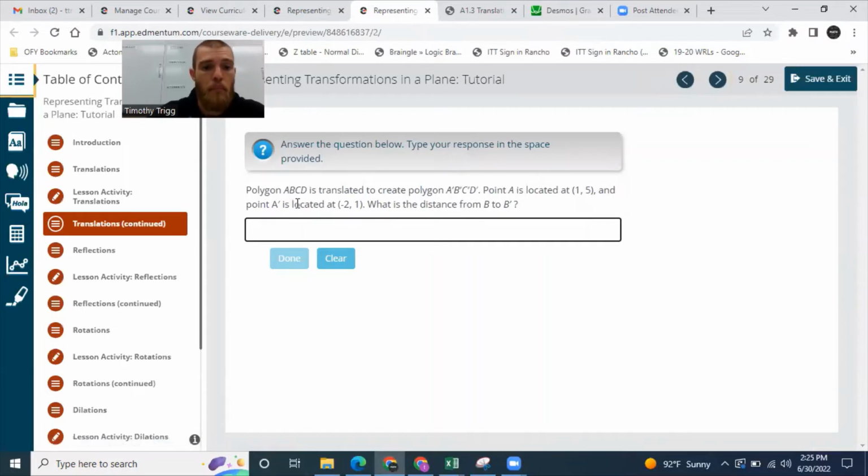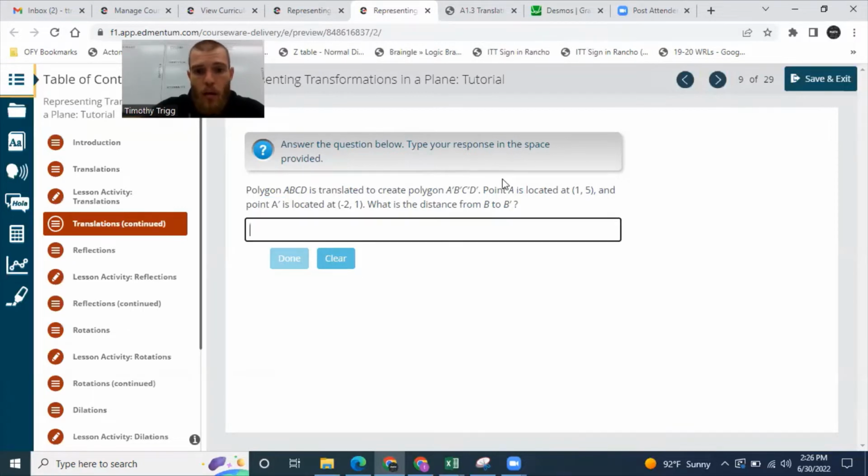Polygon ABCD is translated to create polygon A prime, B prime, C prime, D prime. A is located at 1, 5, and A prime is at -2, 1. What is the distance from B to B prime? The one thing to think about is the distance between A and A prime is the same as the distance between B and B prime, or C and C prime, or any point on the pre-image to any point on the image. That distance will be conserved.